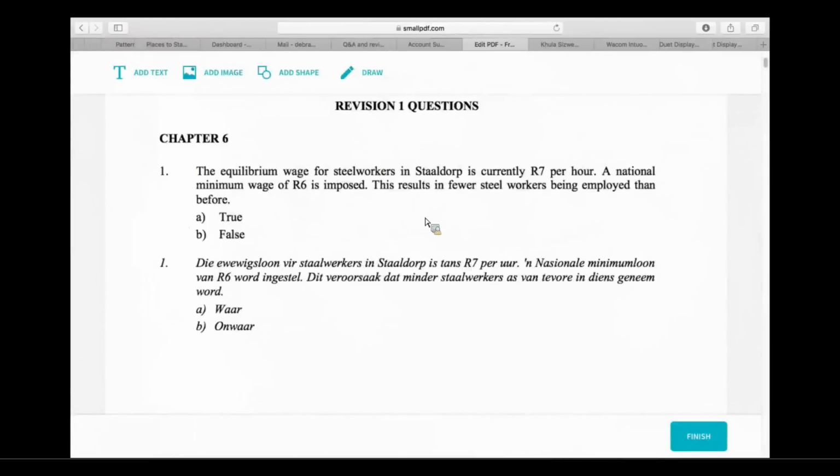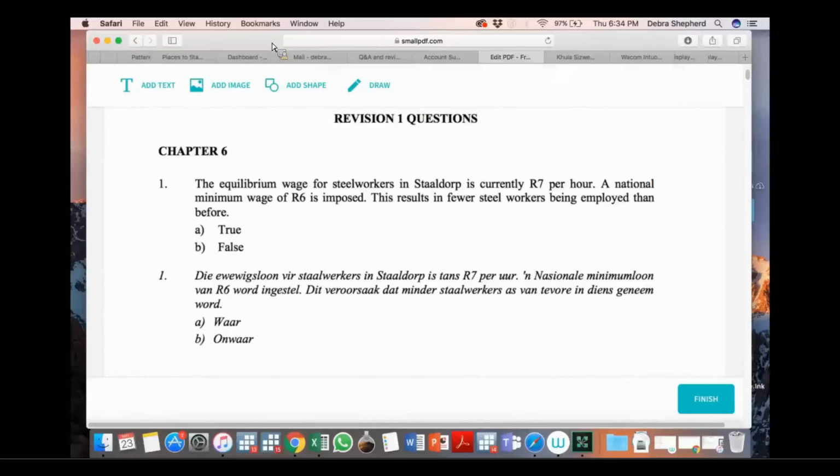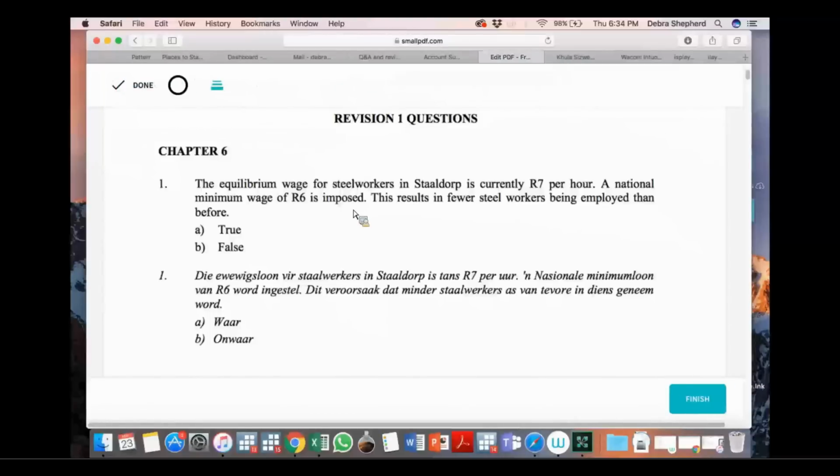The questions I've chosen are a combination of multiple choice, true and false, as well as long questions. And the reason why I've chosen these questions specifically is because my sense is that they cover quite a good range of theory. So what I'm going to start with is this true and false question here.